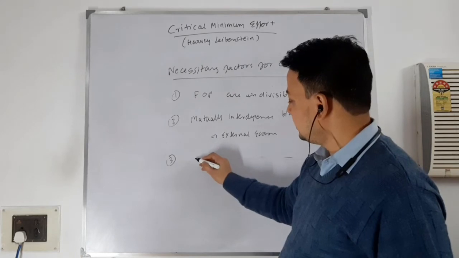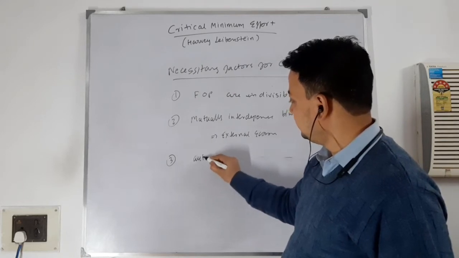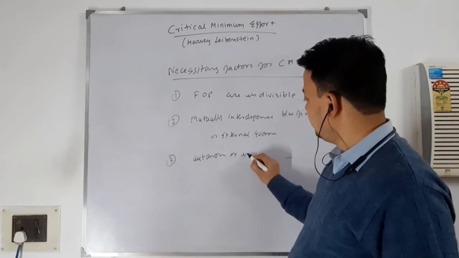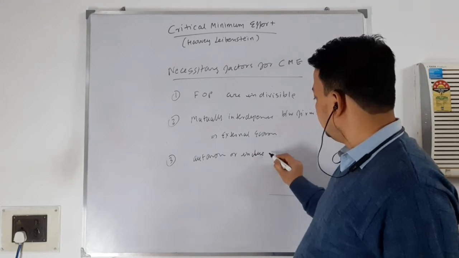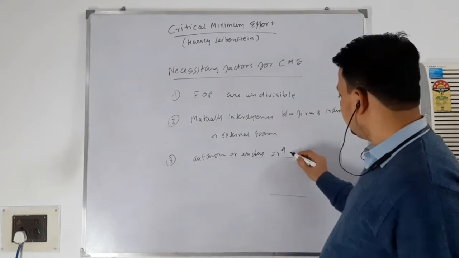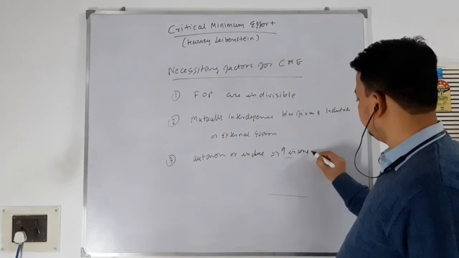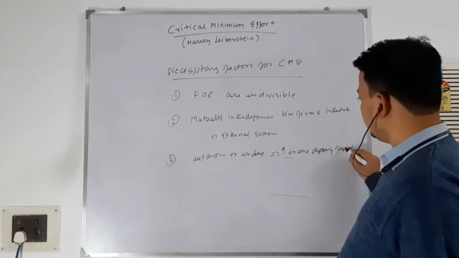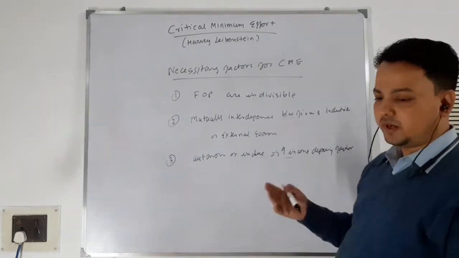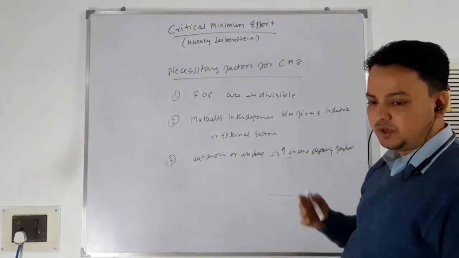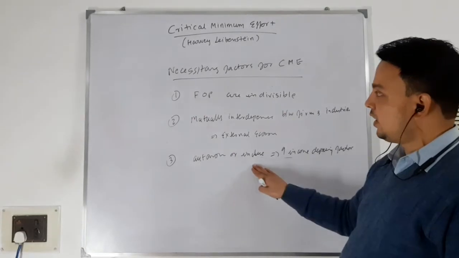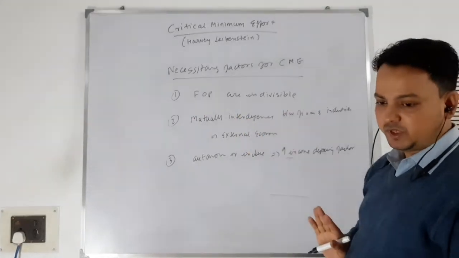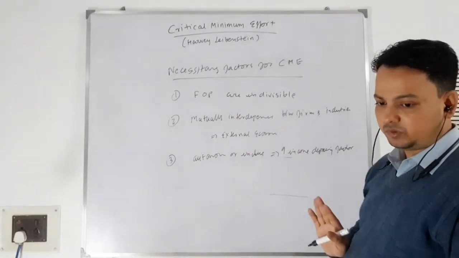Okay, third, there are forces in the economy. Economy is subject to forces. It can be autonomous or induced. That is, an income-increasing or income-depressing factor. So there can be autonomous or induced factors that are increasing or depressing your income. That is why you require a critical minimum level of investment or critical minimum effort.